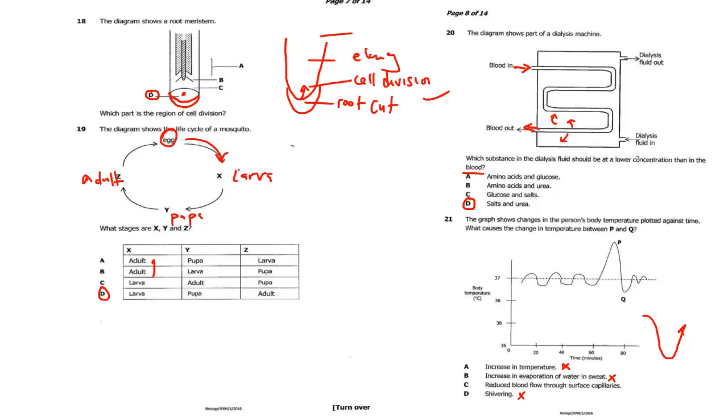So increase in evaporation of water in the sweat, reduced flow through the surface of the capillary. For me, I would go for this one, but the other could also be a possible answer. What do you think is the answer right here? Okay.